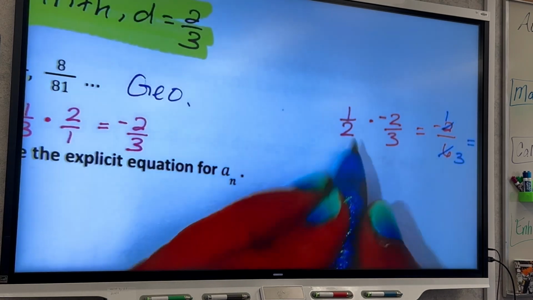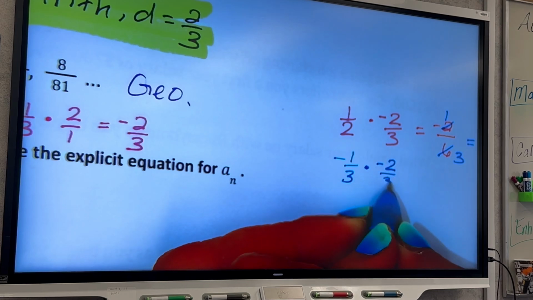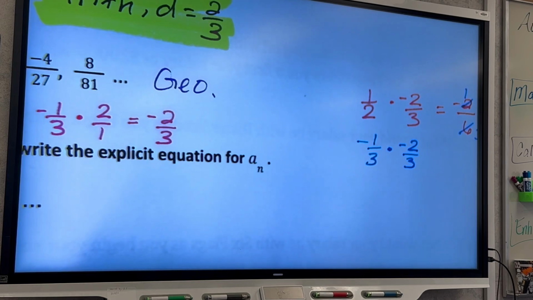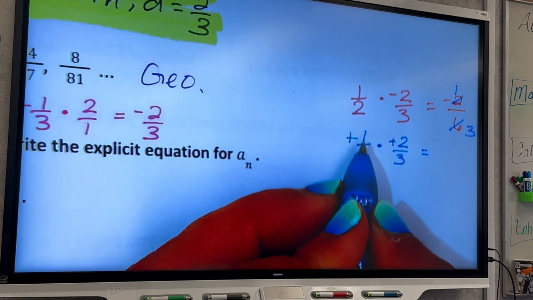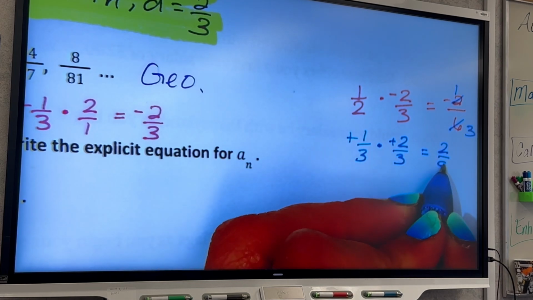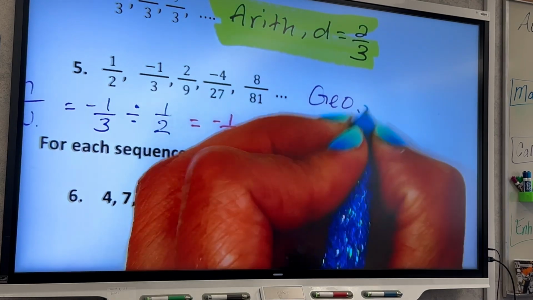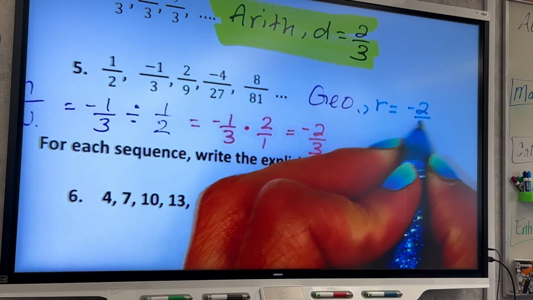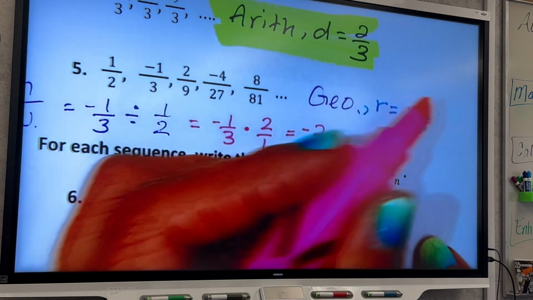And if I take that -1/3 and test it out one more time and multiply by -2/3, we should get +2/9. What's a negative times a negative? A positive. Okay, so we got the positive part. 1 times 2 is 2, but what's 3 times 3? 9. +2/9, which is what I should be getting. It is working. So it is geometric. It has a common ratio of -2/3. But you might have to investigate to see if it really does work. And we did. It's working.